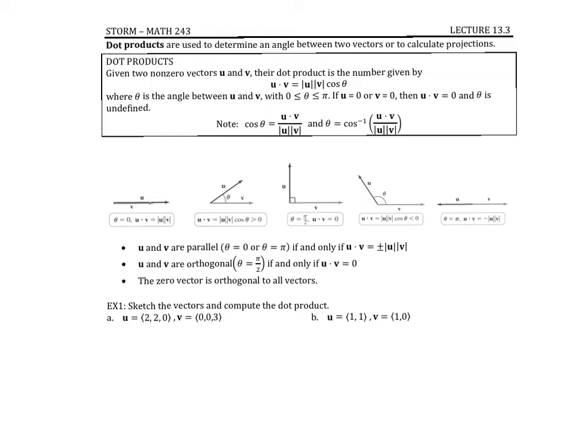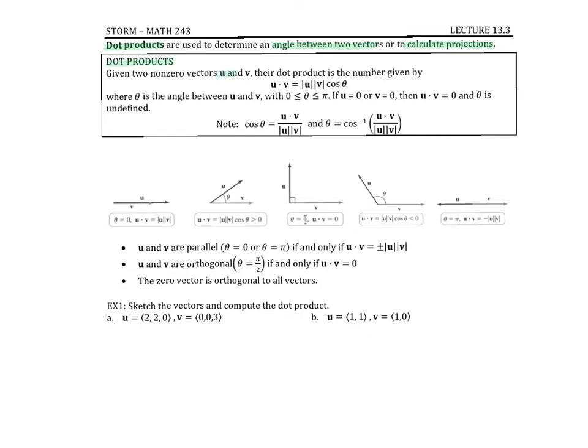In section 13.3, we're going to focus on the dot product between vectors. When we talk about the dot product, they're used to determine either an angle between two vectors or to calculate projections. In this box, we're going to look at the definition of dot products.